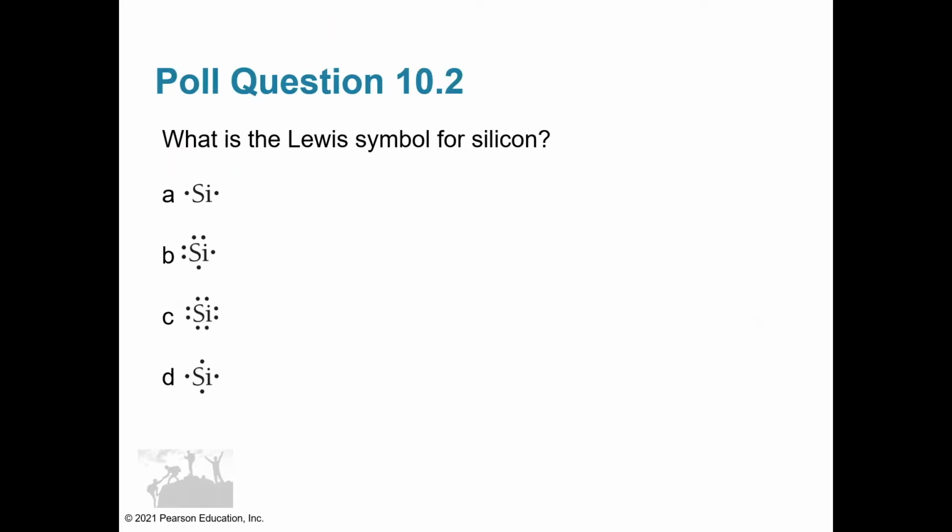Let's review a little bit. Taking a look at your periodic table, what is the Lewis symbol for silicon? So pause the video, look at your periodic table, and when you're ready for the answer, click play.